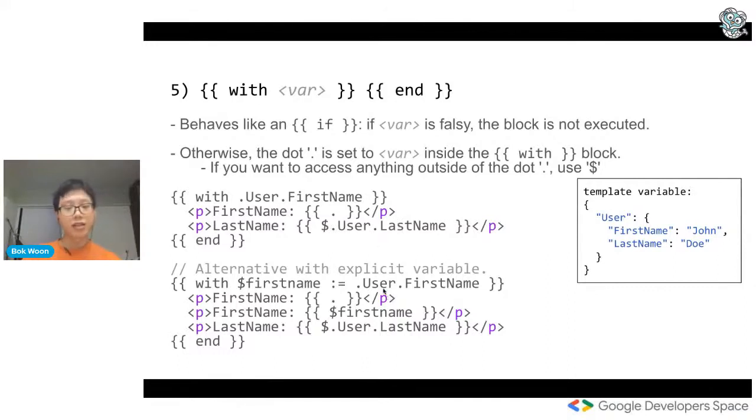And you can also assign it to a variable, and then you can use it everywhere. So the dot is still the same, except you can now use first name for dot also. It's just more readable, so you don't have this weird cryptic dot everywhere.